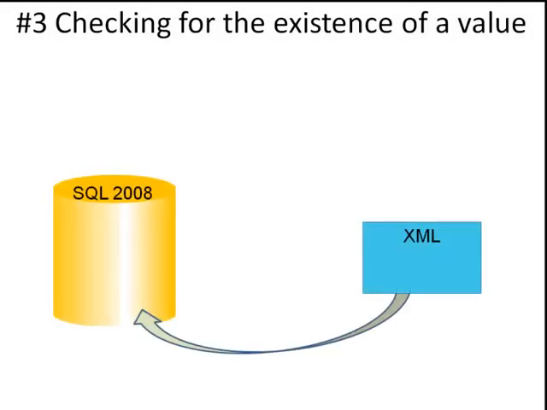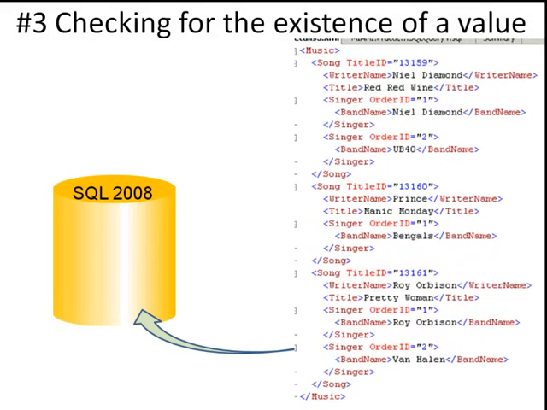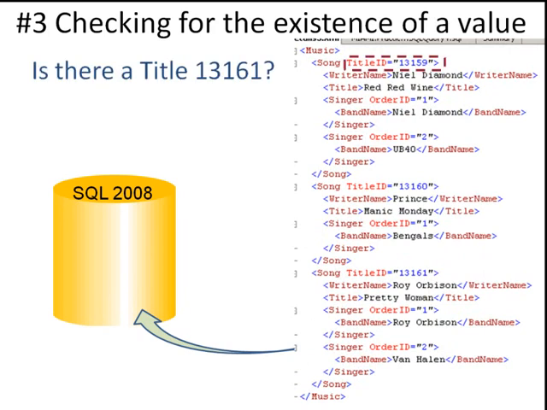Now, sometimes you might not want to pull any data at all. You might just want to verify that a certain piece of data is there. For example, let's say that the song with title ID 13161, is that present? Well, let's scan. This first one is not 13161. How about the next one? No, that's not it either. But there's more stuff to scan, so let's keep going. We see a match yet? What we're looking for is right here. So, this does exist.